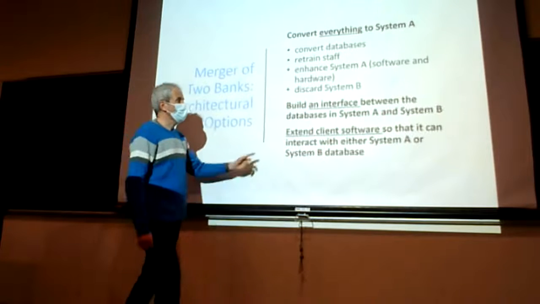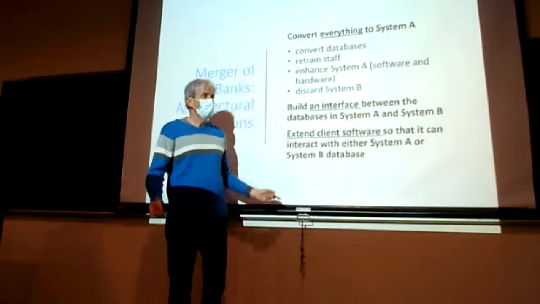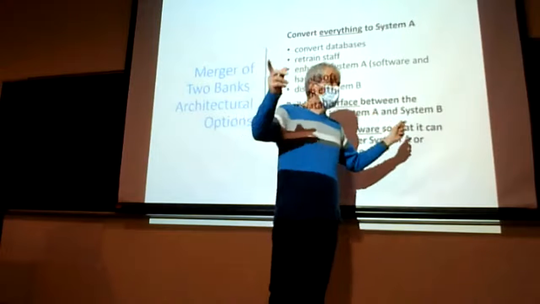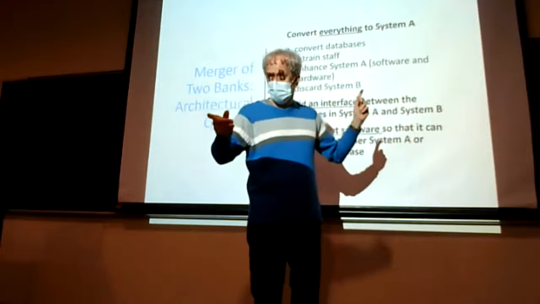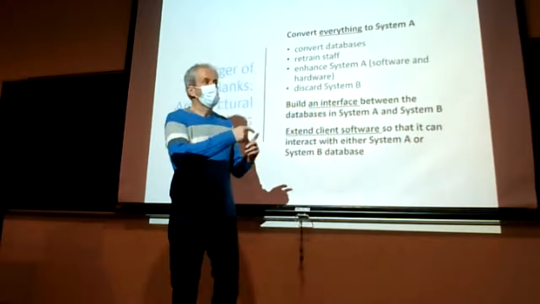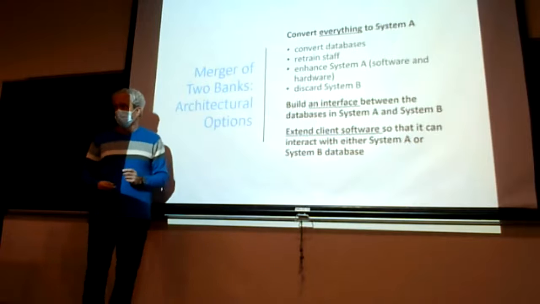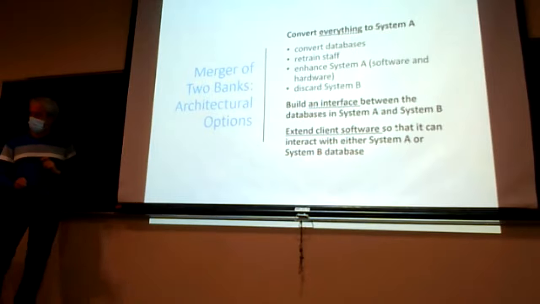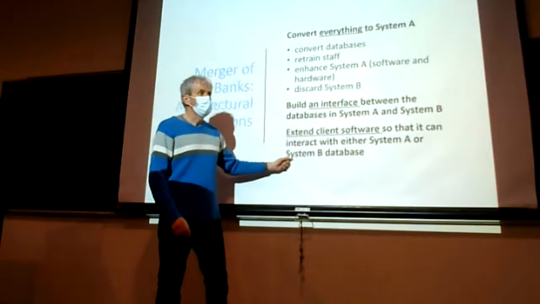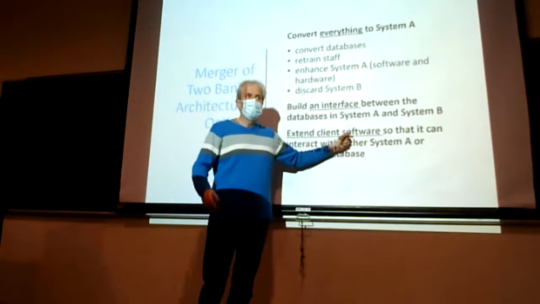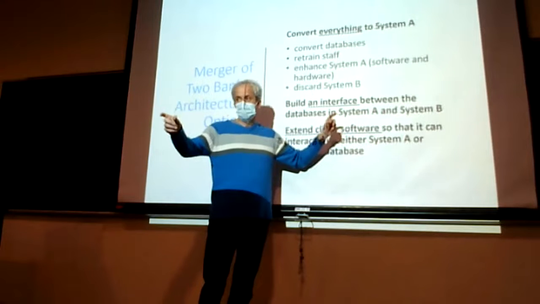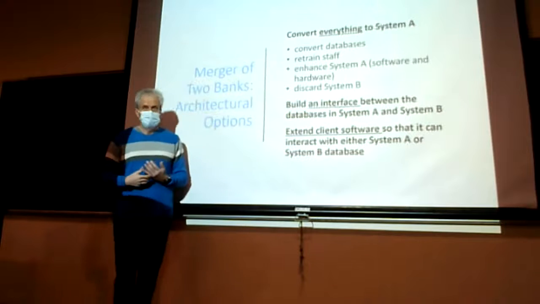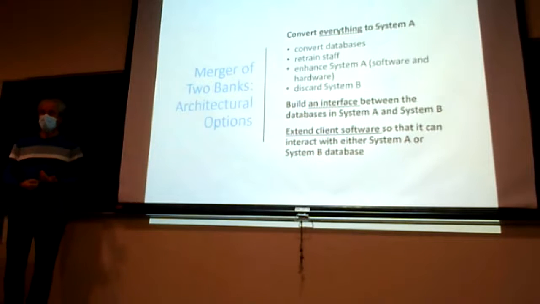Another: build an interface between the databases in system A and B, so that they can basically communicate. You still keep the different accounts in the different databases, right? A client could have even 2 accounts, but with the interface, it might look like only one. And then extend the client software so that it can interact with either system, A or B. So that would be to keep the databases completely separate, and just the interface becomes the merger, right? But really, the application, the functionality remains the same.